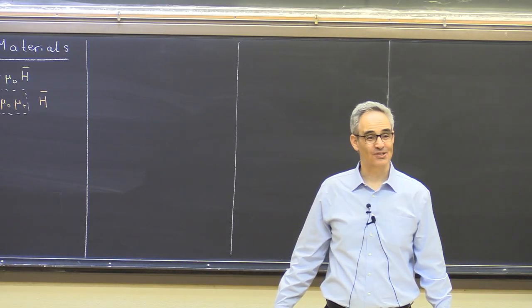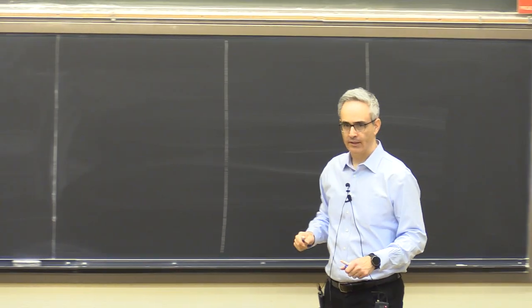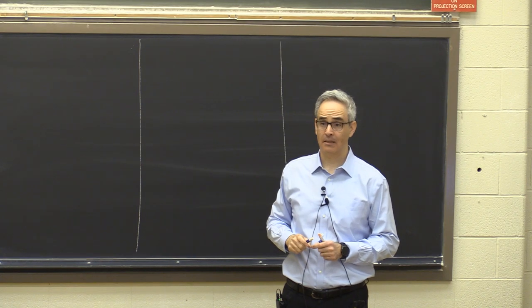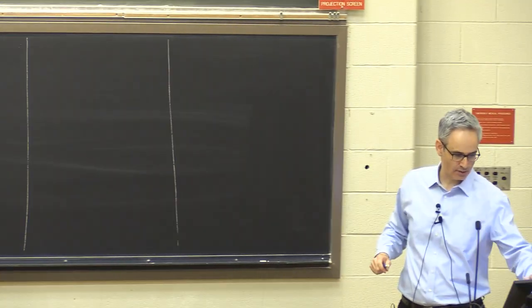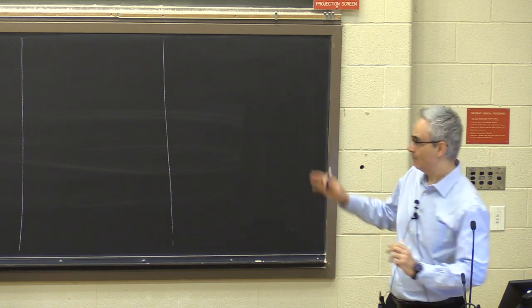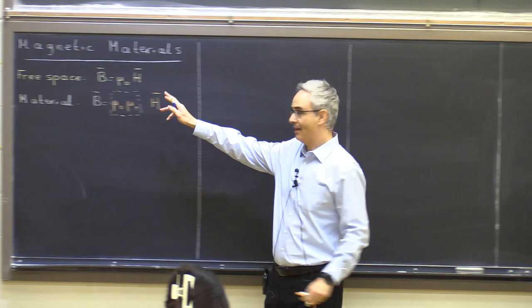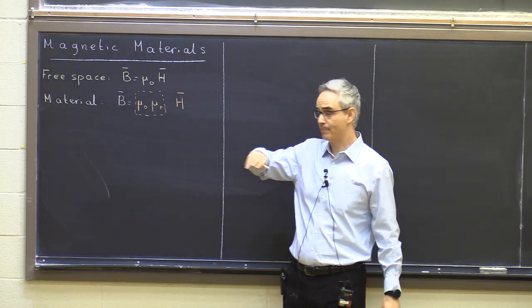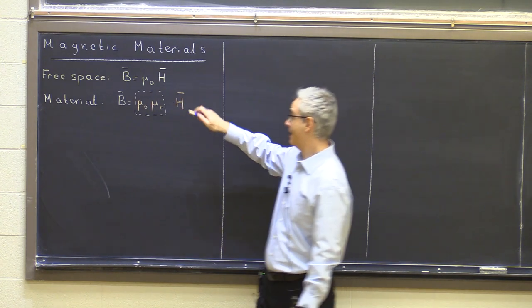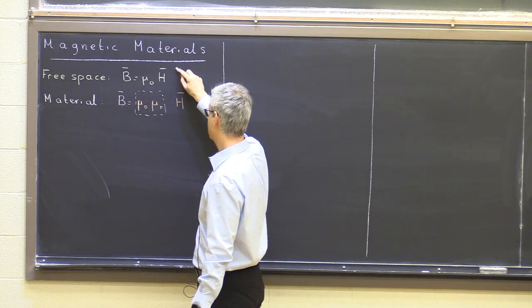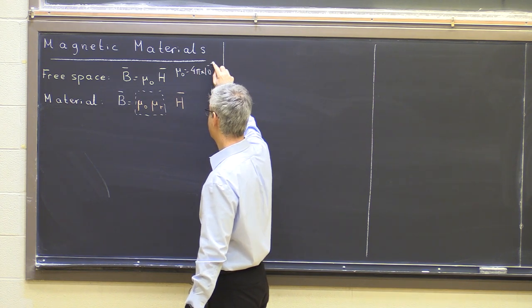Any questions? No questions. So today I'd like to continue our discussion on magnetic materials. And the fundamental question really in this discussion is why the magnetic flux density in relation with the magnetic field intensity in free space is given by this relation. Mu naught is the magnetic permeability in vacuum, 4 pi times 10 to minus 7 Henry per meter.